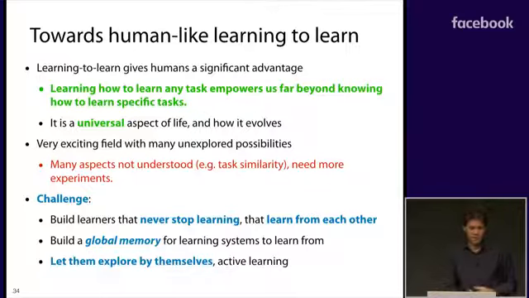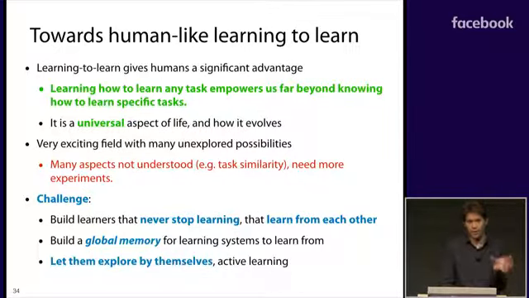So that brings me to a final challenge. Can we actually start building learners that never stop learning, that go from task to task to task? Some tasks can be very similar, some tasks can be very different, but it has to never stop learning. It has to learn across these tasks. And these agents also have to learn from each other.